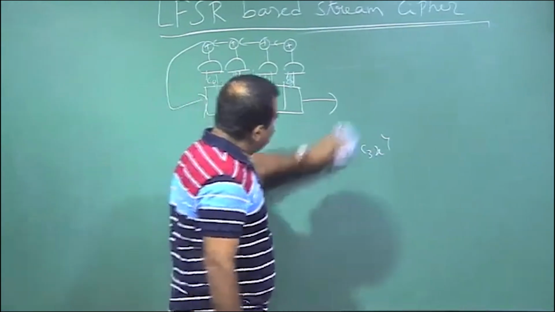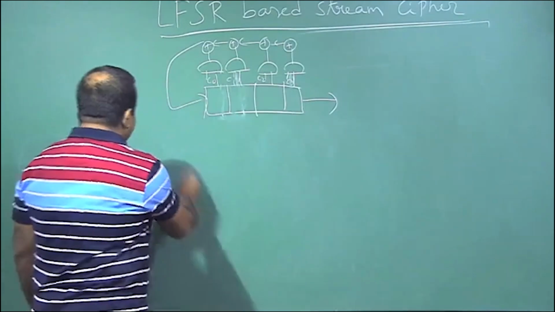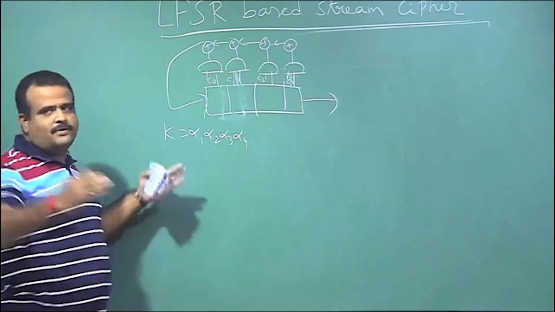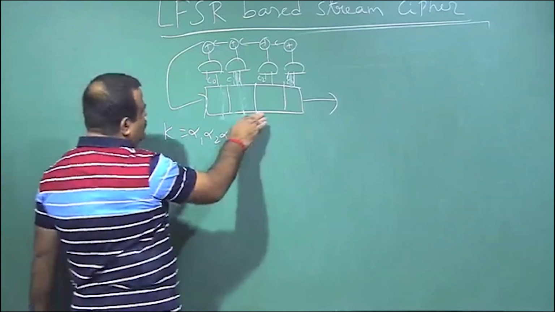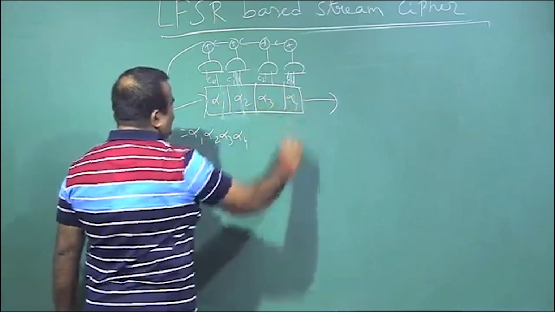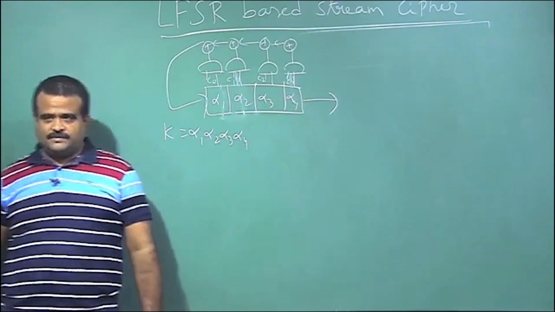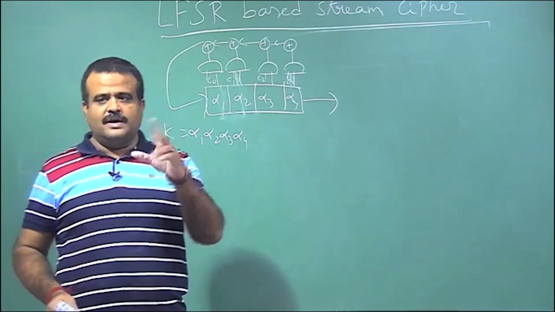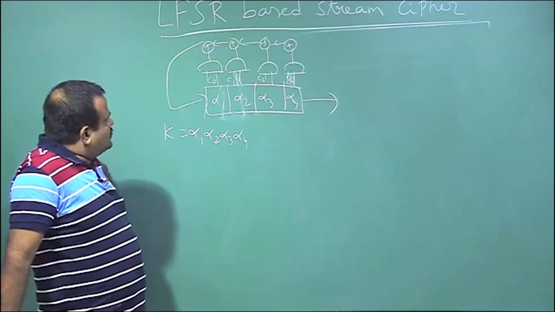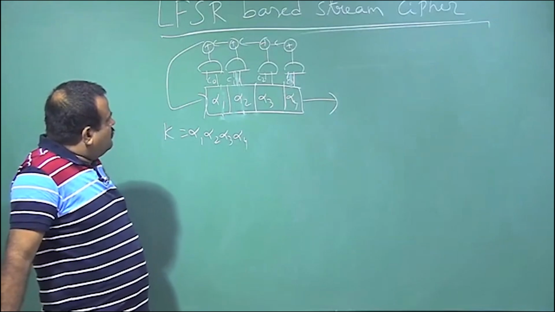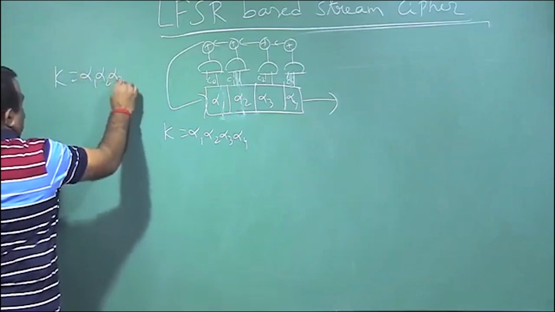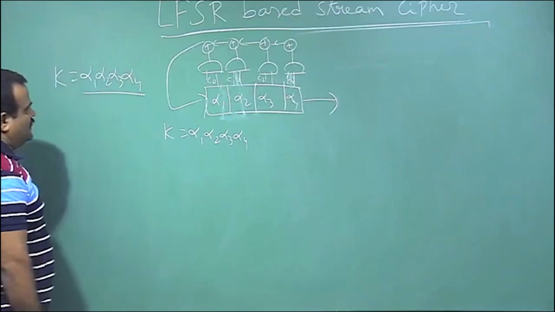Now suppose the key is alpha 1, alpha 2, alpha 3, alpha 4, a 4 bit key which is shared between Alice and Bob. How are we getting the key stream from this LFSR? We first load alpha 1, alpha 2, alpha 3, alpha 4 as the initial value of the state. You can consider this as a state, and each time this state is changing. So, our secret key is alpha 1, alpha 2, alpha 3, alpha 4, which is shared between Alice and Bob.